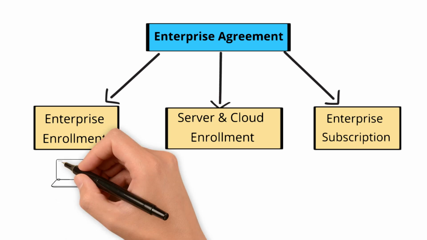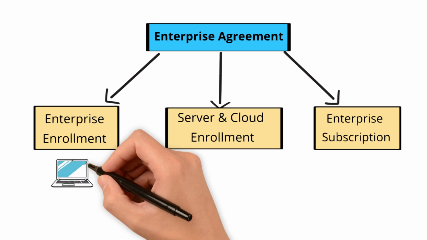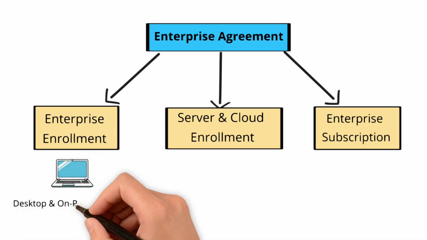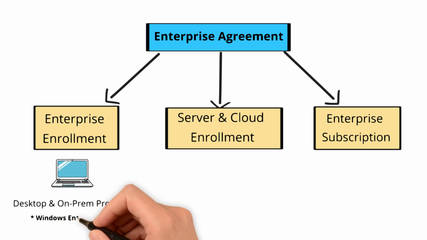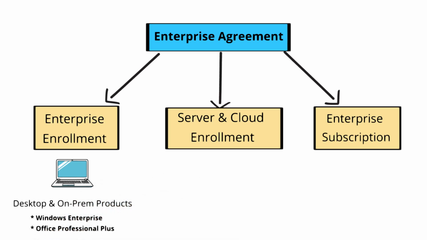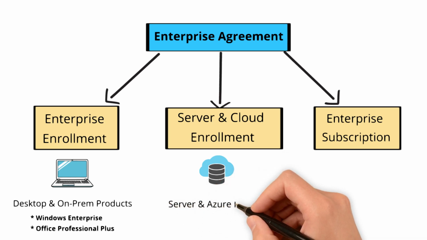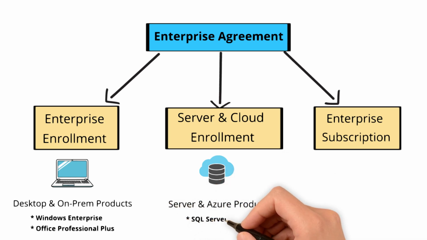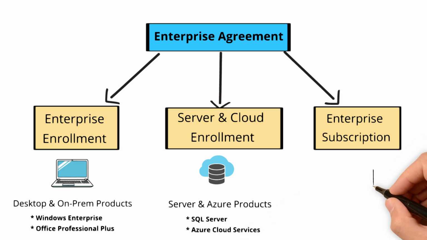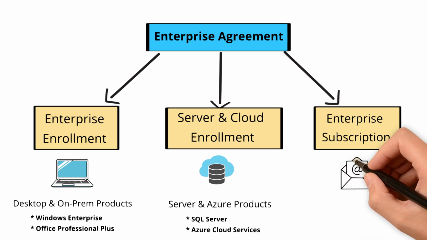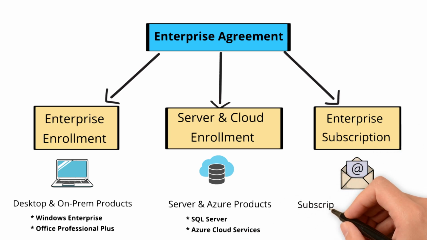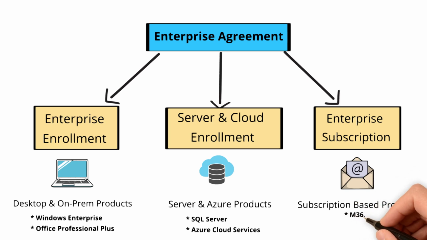Now we need to understand what kind of products come under what kind of agreement. For example, under enterprise enrollment, there are desktop and on-premise products: Windows Enterprise, Office Professional Plus, and others. In server and cloud enrollment, there are products like SQL Server and Azure Cloud Services. Under enterprise subscription, we have most of the subscription products like M365, O365, and Dynamics 365. So this was a basic look at how different products come under different agreements.